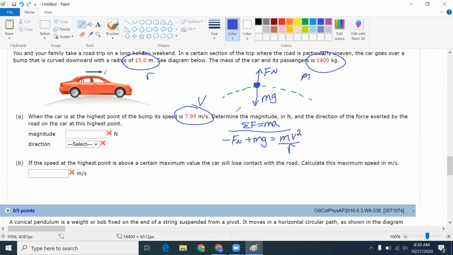So now we need to solve for the normal force. We have the value of everything else. So if I take this equation, move mv squared over r to the left, the normal force to the right, I would have mg minus mv squared over r equals normal. I can plug in my numbers, 1,400 times 9.81 minus 1,400 times the velocity 7.95, squared, over the radius of the hill, 15. And that should be enough to solve for the normal force. I punch this into the calculator.